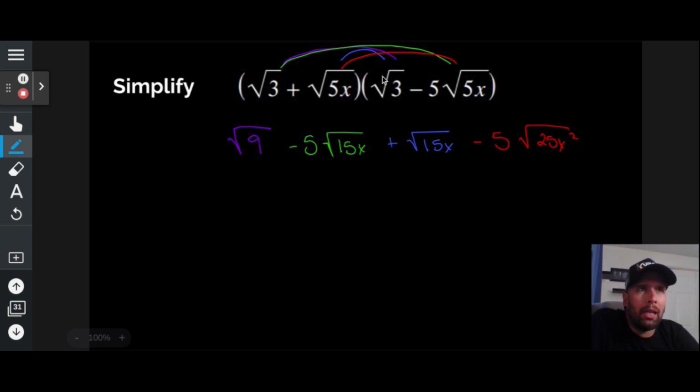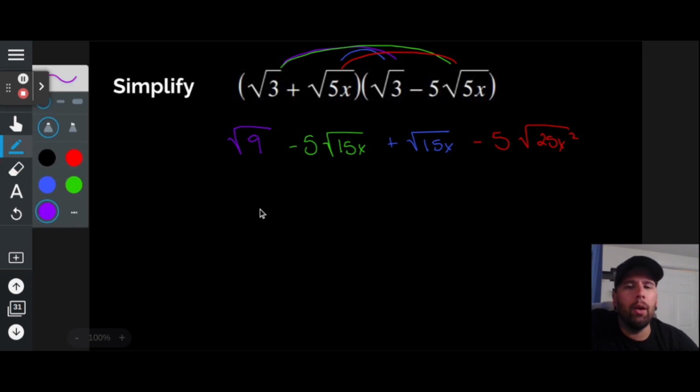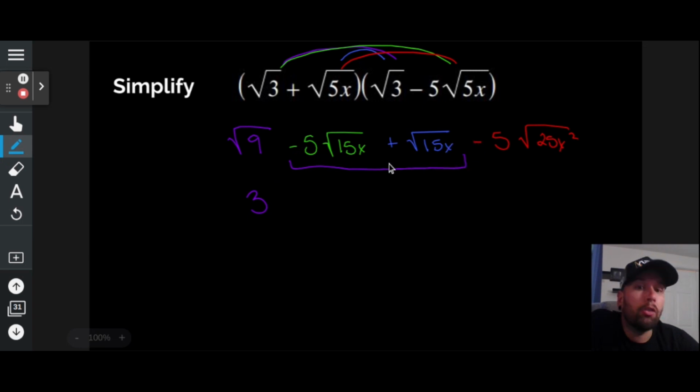Root 3 times root 3, when you square a square root, they just disappear and you end up with 3, right? And I wanted to show everything and make sure everybody's good with that. There's nothing I can do with root 15x. So negative 5 plus invisible 1 is going to be negative 4, and then root 15x just comes along for the ride. And then I have negative 5 times, wait a minute, the square root of 25 is 5, and the square root of x squared is x. Couldn't you just have figured it out at the very beginning when you said root 5x times root 5x, you're squaring a square root, which just makes a 5x?